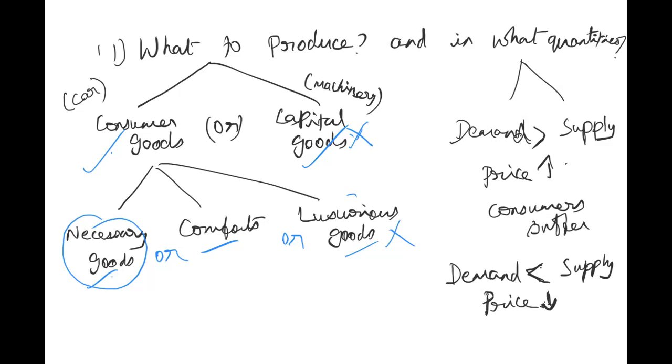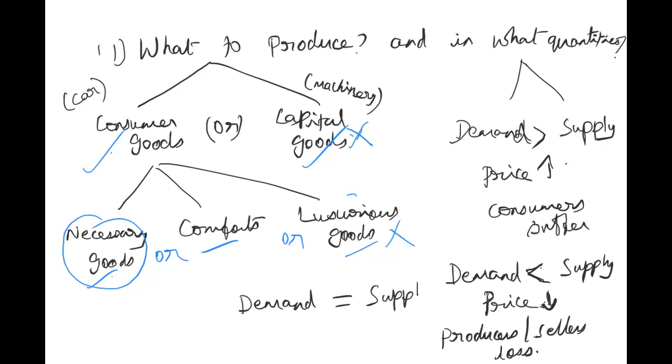If the price of the commodity decreases, then automatically the producers or the sellers suffer loss. Okay. So what quantity of the commodity has to be produced? The commodity has to be produced in such a way that demand matches the supply. So that is the correct quantity. Okay. Then neither the consumers are suffering with high prices, nor the producers are suffering with losses.